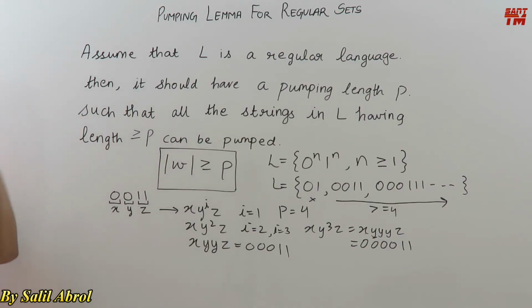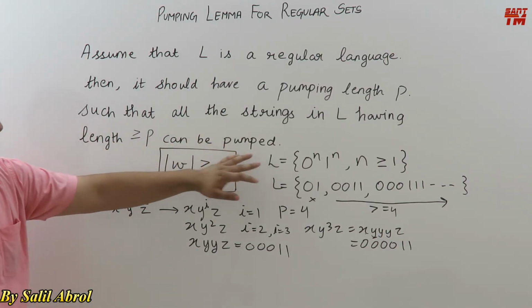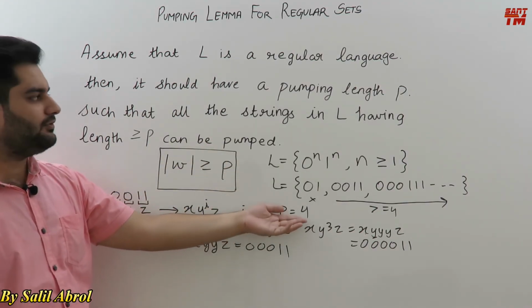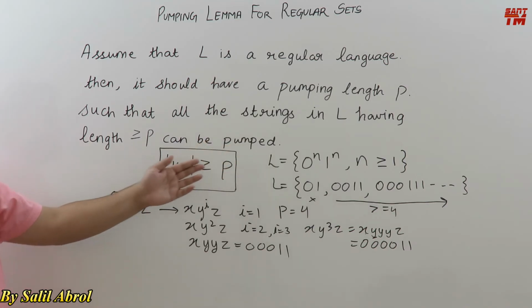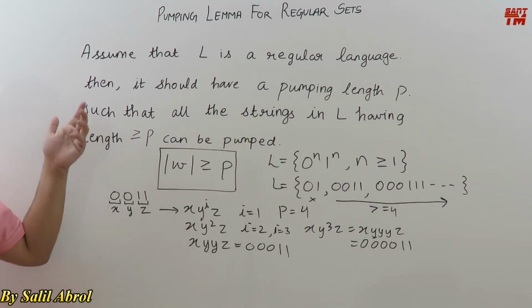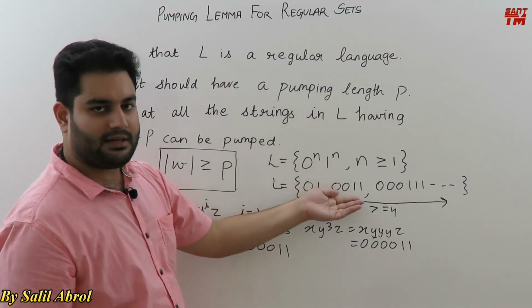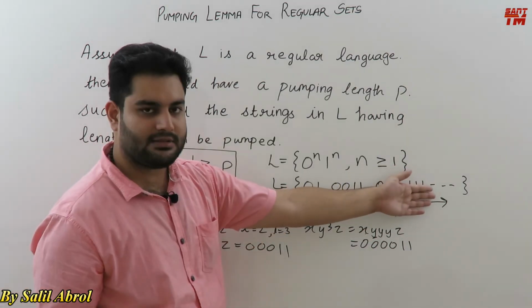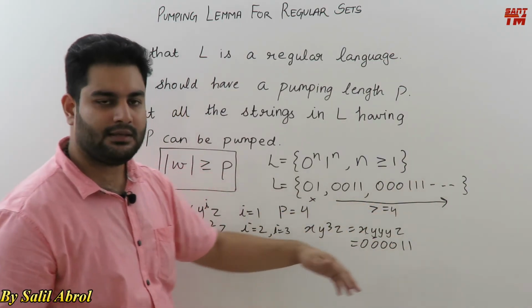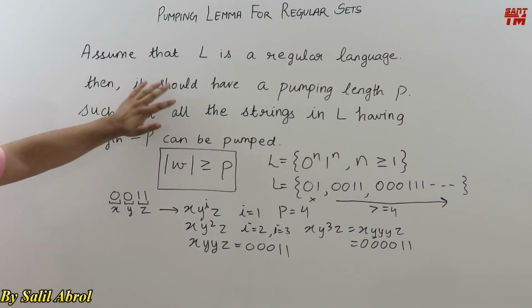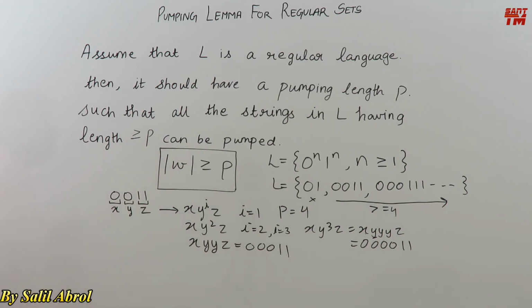So our assumption is saying that L is a regular language and it should have a pumping length that we have decided to be equal to 4, such that all the strings in L having length greater than or equal to 4 can be pumped. So when we follow the procedure of the pumping lemma, we will prove this whole assumption to be wrong and then say that our language is not regular.